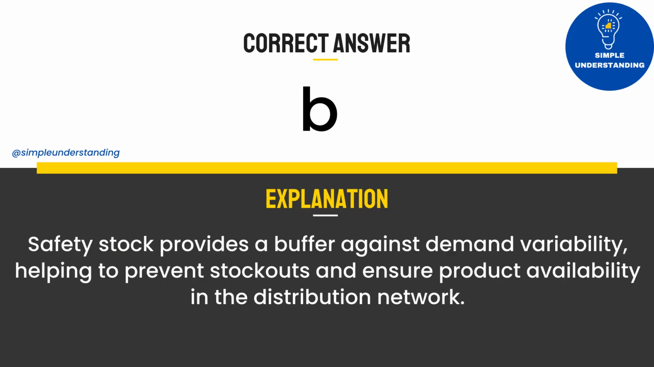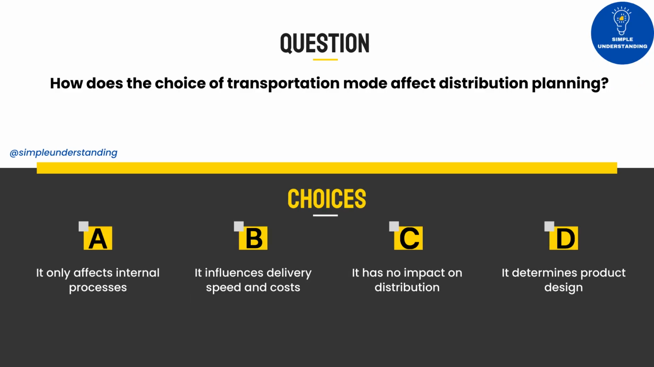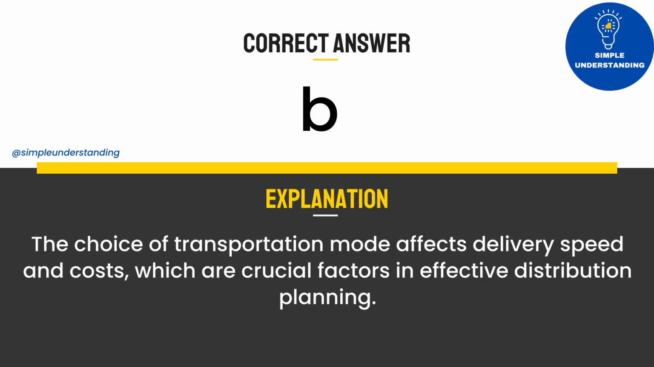Safety stock provides a buffer against demand variability, helping to prevent stockouts and ensure product availability in the distribution network. 7. How does the choice of transportation mode affect distribution planning? A. It only affects internal processes. B. It influences delivery speed and costs. C. It has no impact on distribution. D. It determines product design. Correct answer, B. Overall explanation.